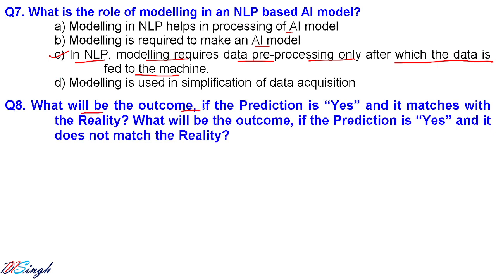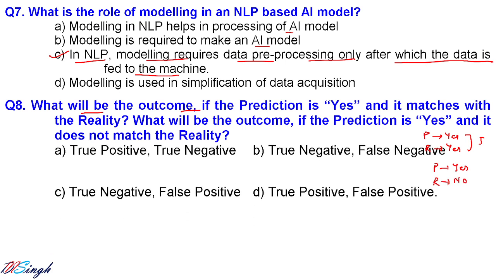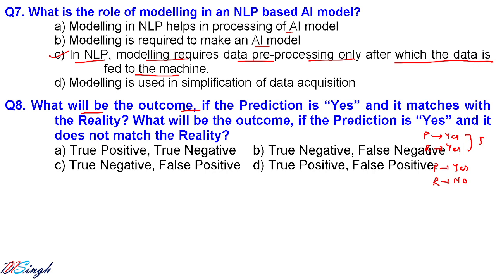What will be the outcome if prediction is yes and it matches with the reality? What will be the outcome if prediction is yes and it does not match with the reality? So let me write prediction for the first case. Prediction is yes and it matches with the reality, so reality must be yes. This is our first case scenario. And in the second scenario, our prediction is yes and it does not match with the reality, it means reality must be no. Let us see the answers. There you have the answers. So where prediction and reality match, the first word will be true.